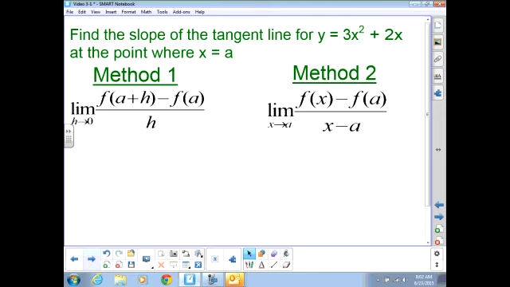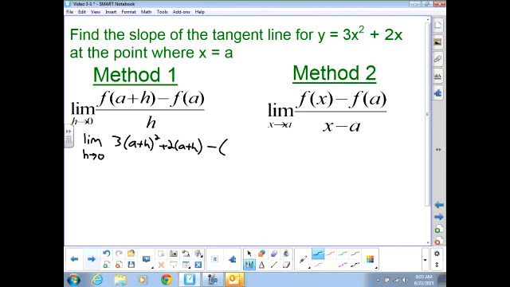Again, f of a plus h means anywhere you see an x, replace it with a plus h. So this is going to give us the limit as h approaches 0 of 3 times a plus h squared plus 2 times a plus h. And then we'll have minus f of a. So everywhere we see an x, we'll replace it with an a. So we'll have 3a squared plus 2a. And this will all be over h.